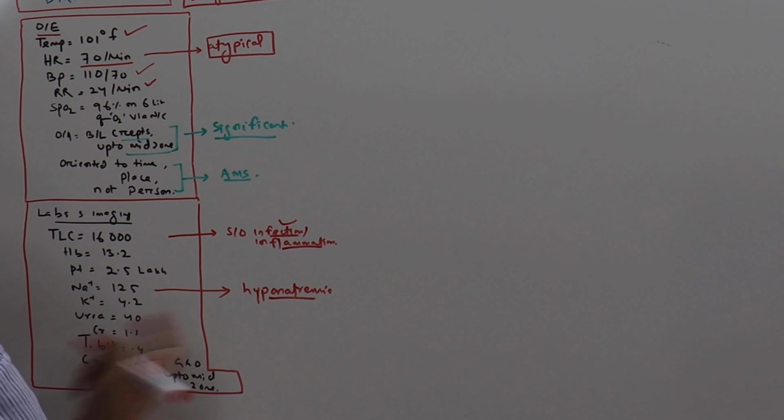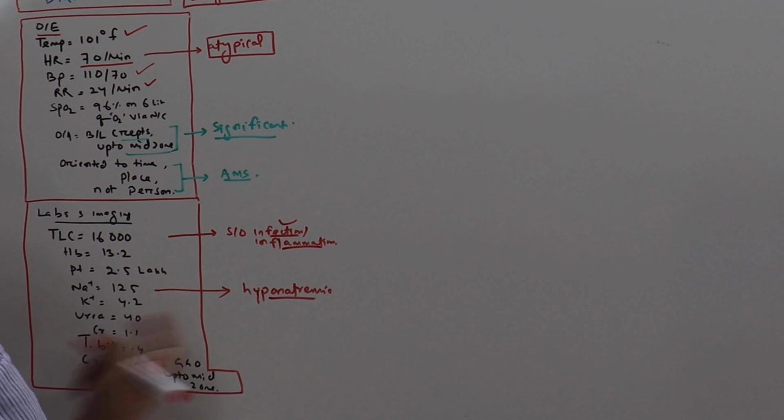So now once you've diagnosed it, what is the treatment? The drug of choice remains respiratory fluoroquinolones. What are the respiratory fluoroquinolones? It starts from levofloxacin, moxifloxacin, not ciprofloxacin. Ciprofloxacin is a urinary fluoroquinolone. So this is the first line. Second line is macrolides. Among macrolides, we can give azithromycin.